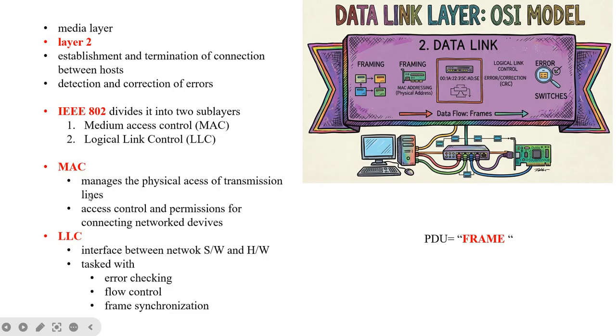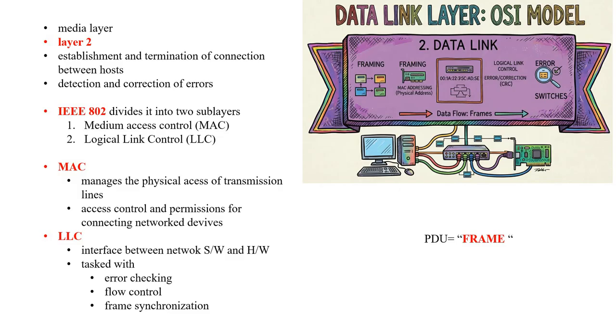So the media access layer manages how devices physically access the transmission medium like cable or radio frequency in order to prevent collisions, and it is also responsible for access control and permissions for connecting the network devices. So next comes the logical link layer.